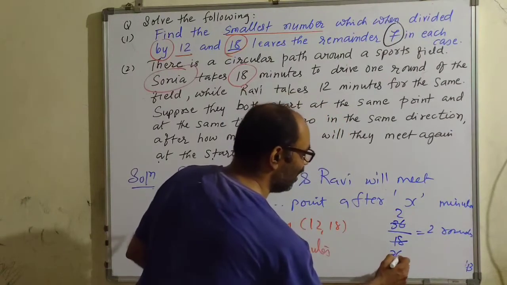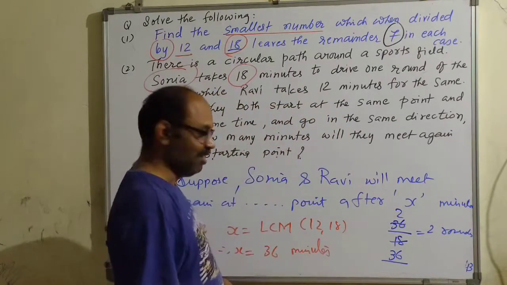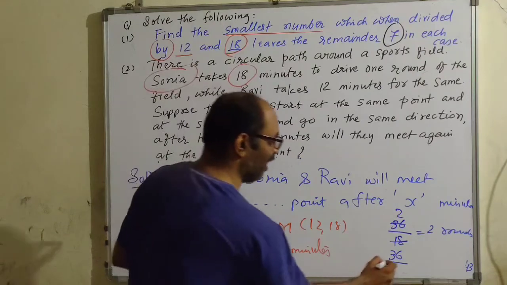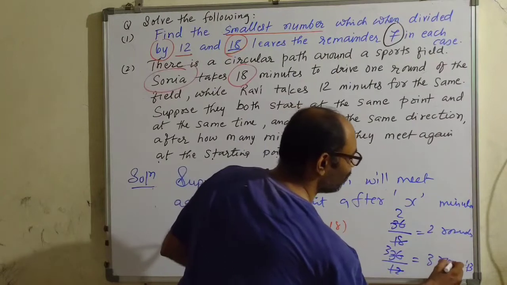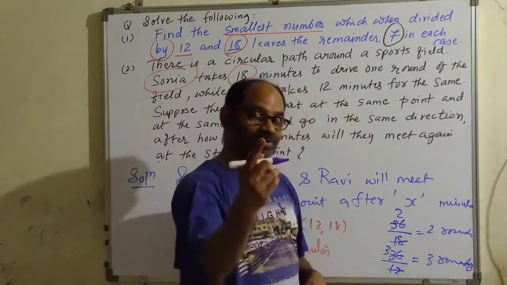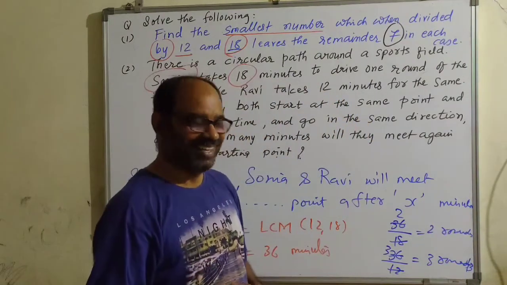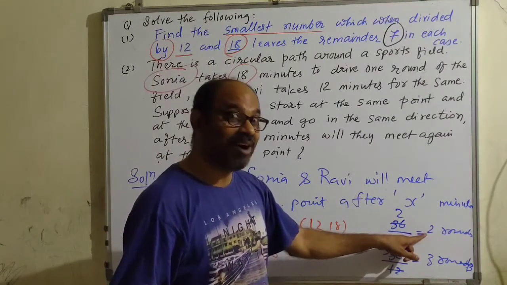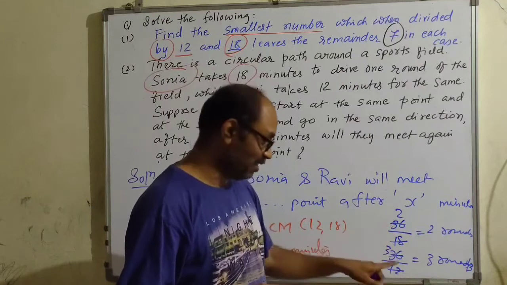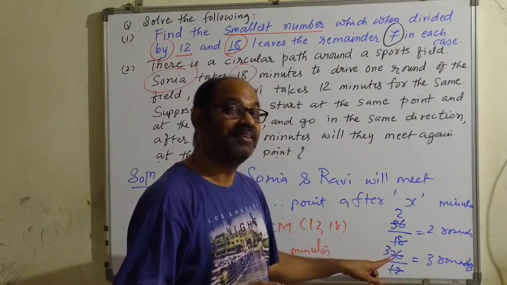What is the LCM? 36. And what is the time taken by Ravi? 12 minutes. 12 ones are 12. So 3 rounds. So go backward and check. Sonia has completed 2 rounds after 36 minutes, whereas Ravi has completed 3 rounds.